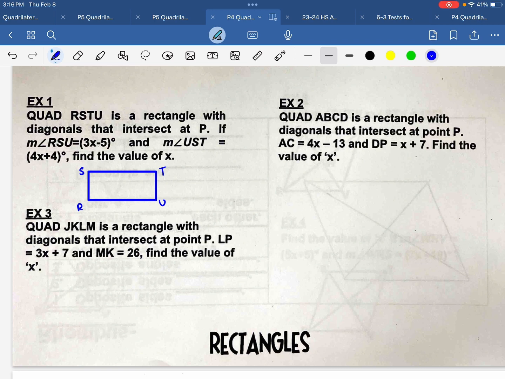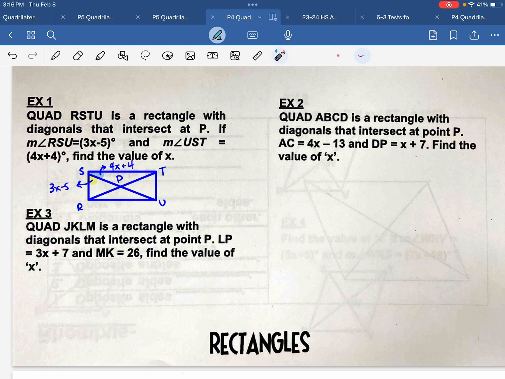Okay, so they have diagonals that intersect at P. If measure of angle RSU here, okay, and UST right there, so this one right here is the 3x minus 5. This guy right here is the 4x plus 4. Okay, so we want to find the value of x.